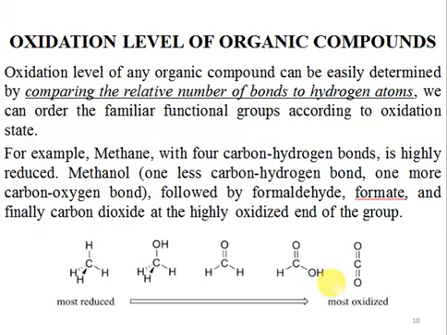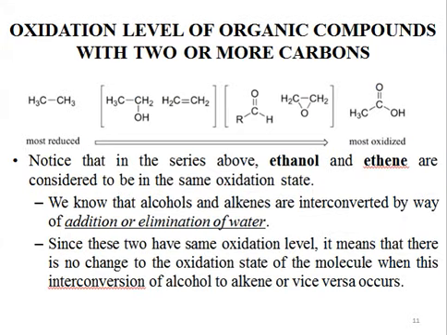So carbon dioxide has no hydrogen attached to the carbon, so this is the most oxidized form, right? By just seeing the number of hydrogens directly attached to the carbon, we can predict the relative oxidation number of an organic compound. Similarly, if you have an organic compound with more than 2 carbons, we can predict the oxidation number as well. You just have to see the number of hydrogens, right?